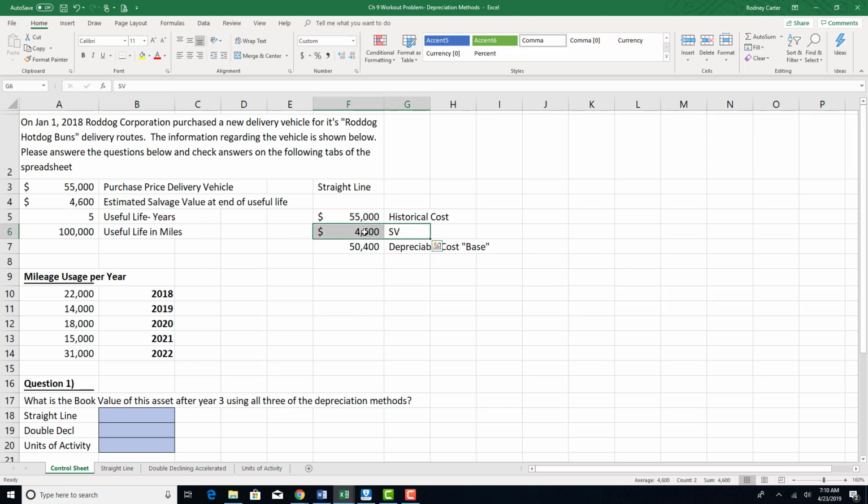What's salvage value? Salvage value is the scrap value, or what we can get rid of this delivery vehicle for at the end of the year. We're expecting we're going to get $4,600 from someone we sell it to after the useful life.